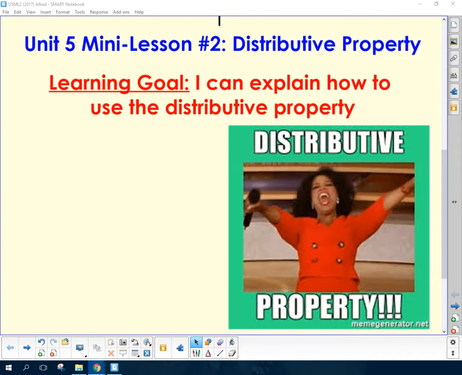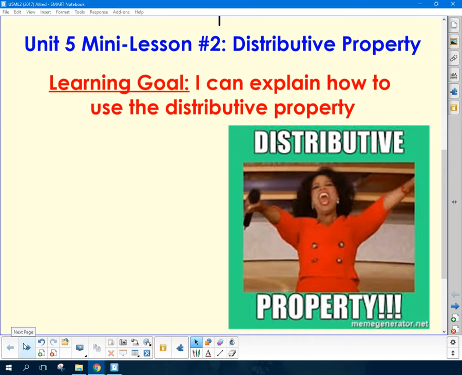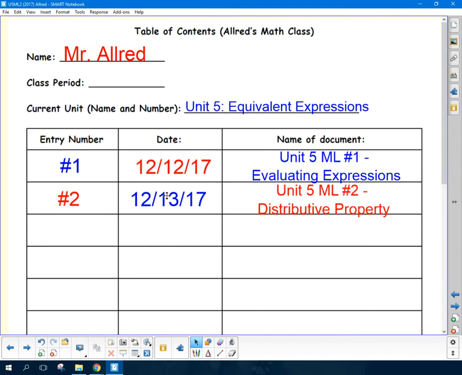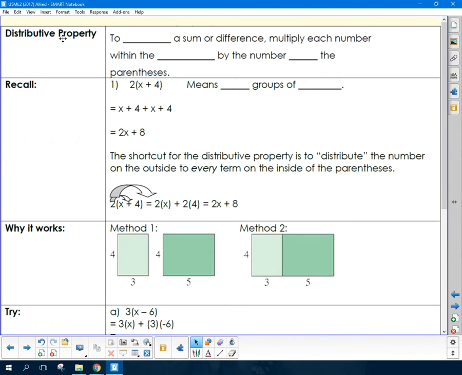Today's learning goal is to be able to explain how to use the distributive property to simplify variable expressions. We're going to get started right now with these notes. This is your second entry in the table of contents: Unit 5, mini lesson number 2 on the distributive property. Good luck to you. Please pay attention and try your best to keep up with me during these notes. Here we go.